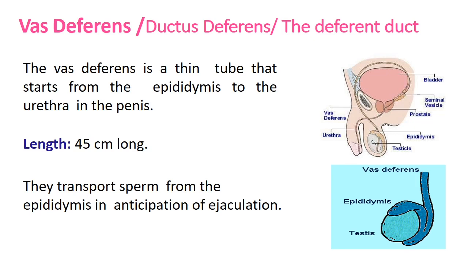They transport sperm from the epididymis in anticipation of ejaculation. In the seminiferous tubules, the sperm are produced. Then the sperm are stored in the epididymis, and then they are transported from the epididymis to the penis.